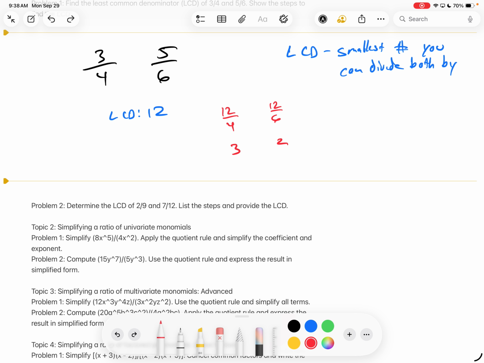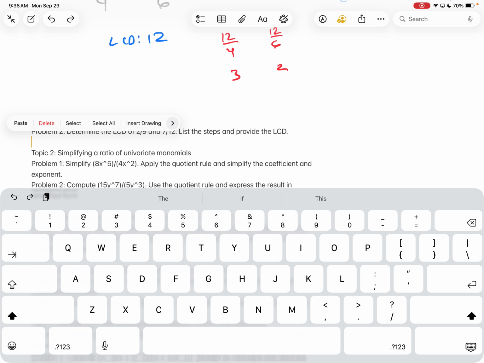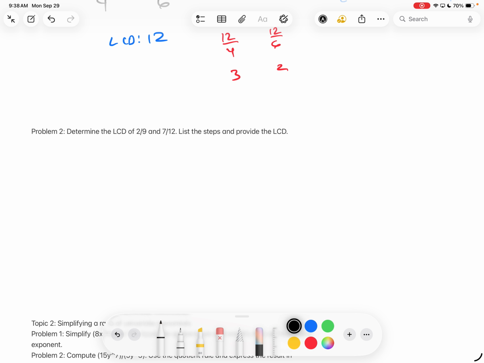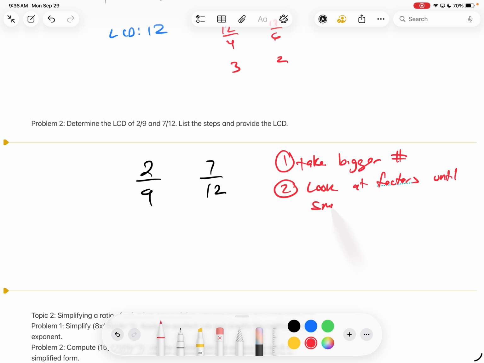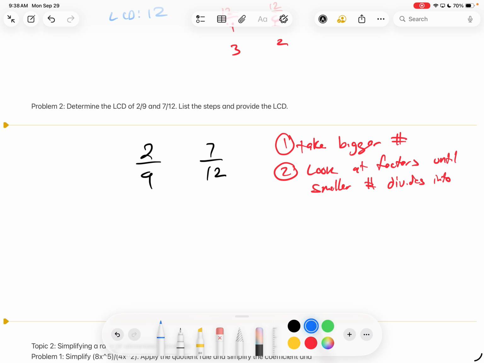The way to get this, if you get stuck, this one down here is kind of harder. So it's the smallest number that you can divide both into evenly. If I was doing 9 and 12, I think the easiest way is to take the bigger number and look at its multiples until the smaller number divides into it. So take 12.